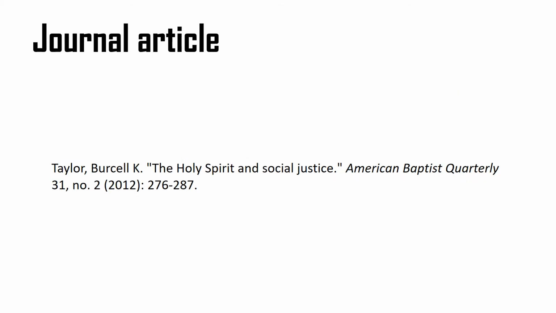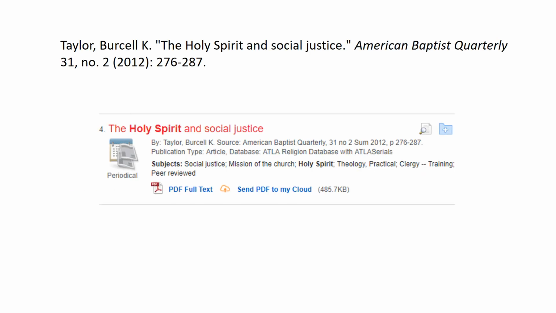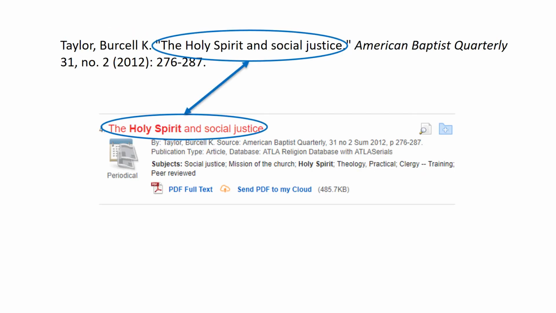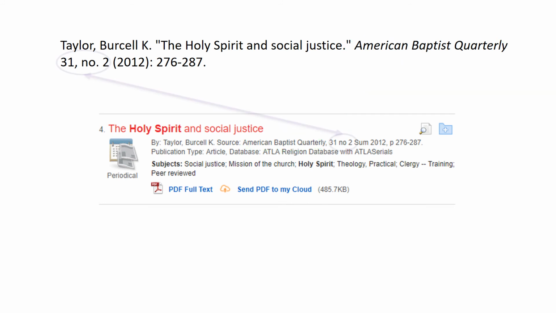A reference to a journal article requires the name of the article's author, the title of the article, the title of the journal, the volume and issue number of the journal, the year the issue was published, and the page numbers of the article. This information can be found in Revelation for online journal articles or in the journal issue for physical copies of journals.